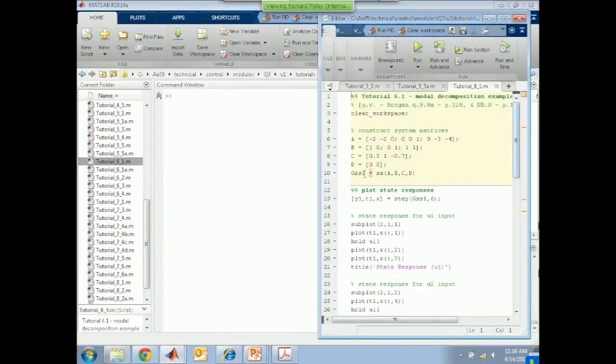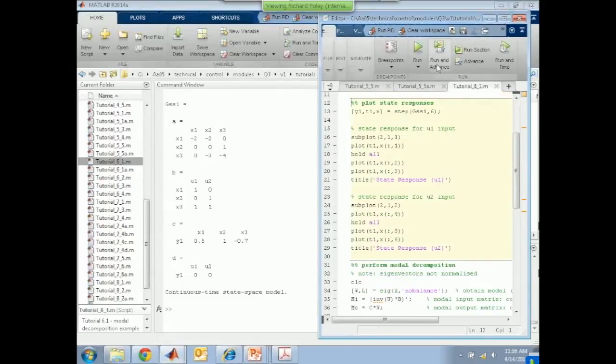So to begin with, all we do is construct the system using the same methods that I've shown you before in MATLAB. And before we do the modal decomposition, I'm going to plot its response, and we'll see how this response changes after modal decomposition. First of all, I'm going to construct a step response of this and plot the three modes.